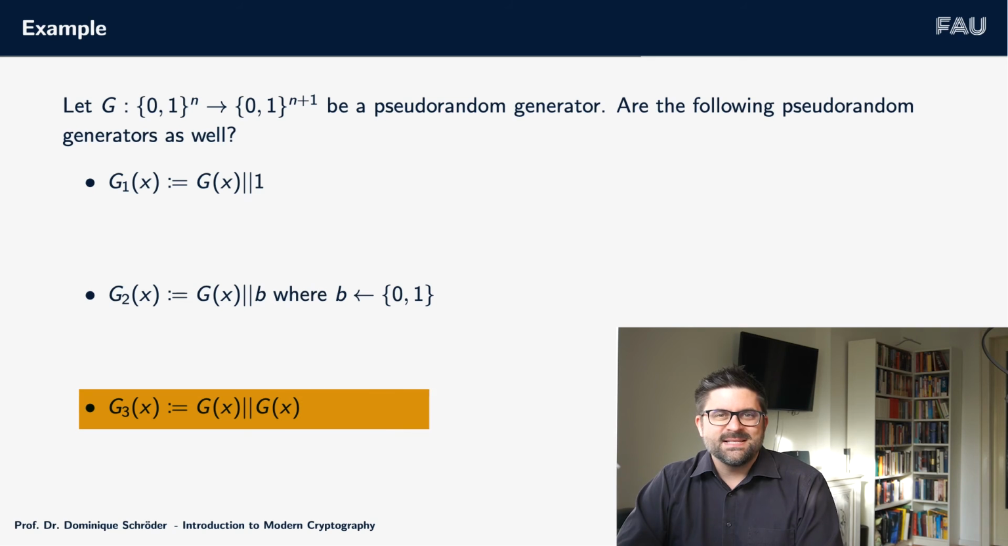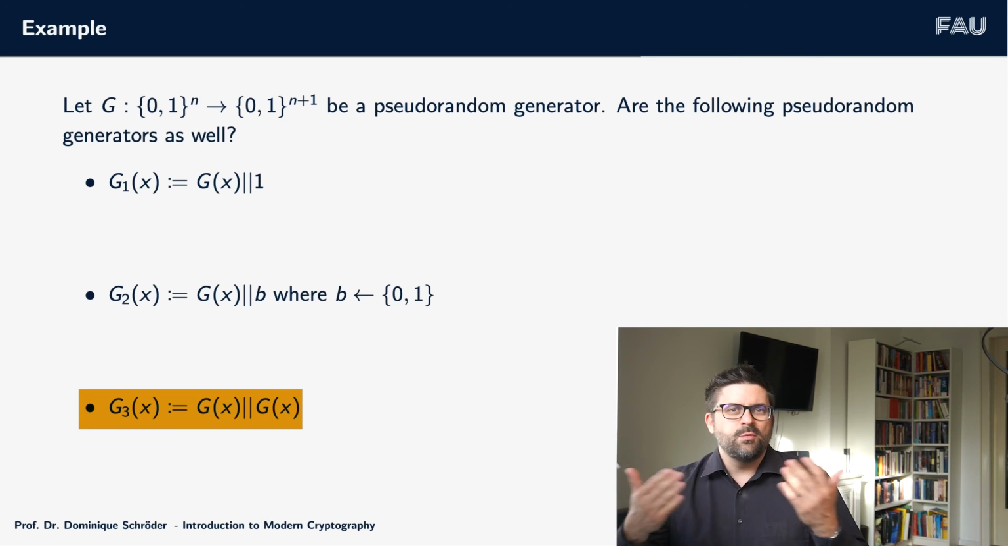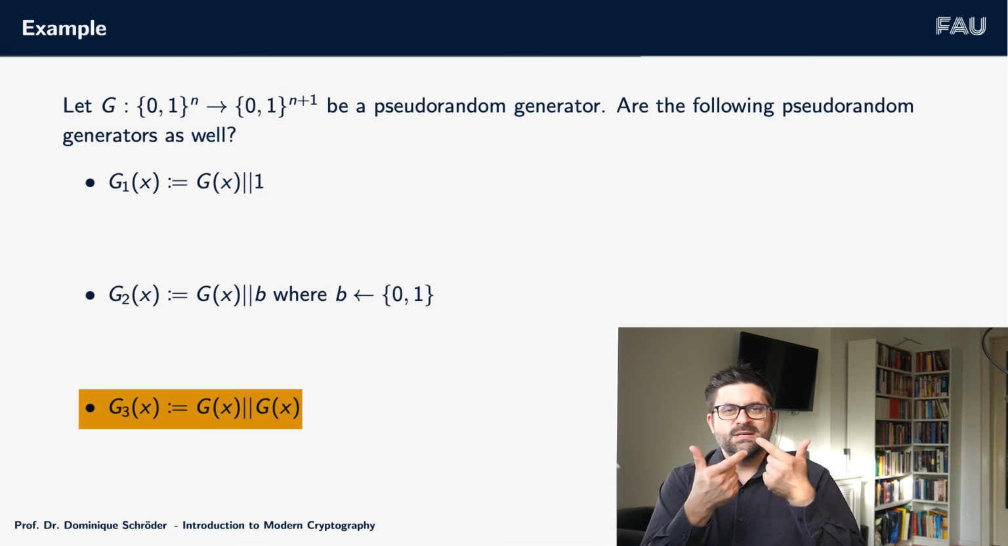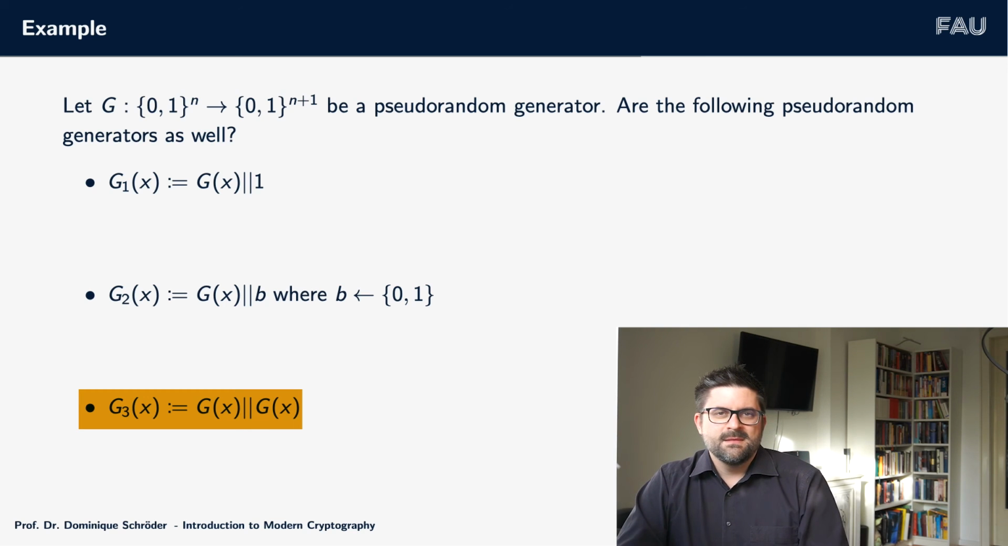So what about the third example? The idea of the third example is to essentially just concatenate the output of the PAG. In other words, we simply execute it twice, and then we concatenate the outputs to each other. And the intuition might be that, well, the first part was uniformly random, and if I concatenate two random strings to each other, then the output should be random as well.